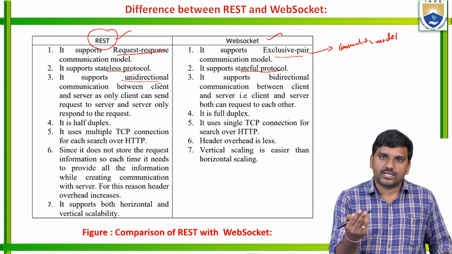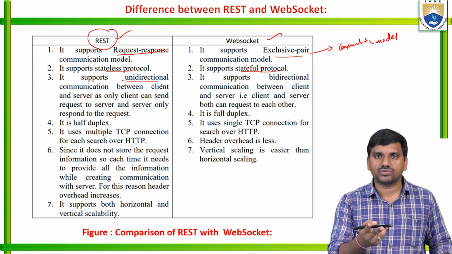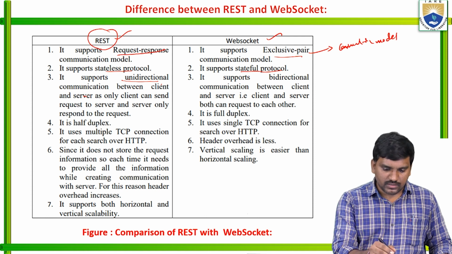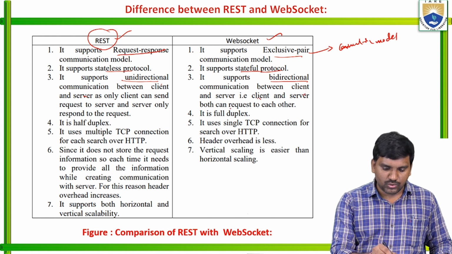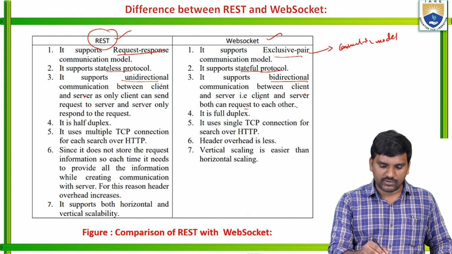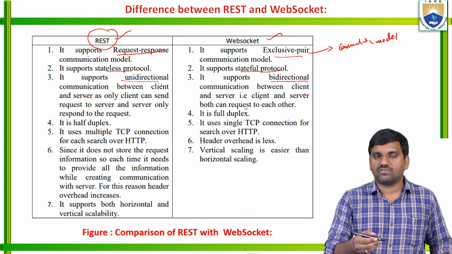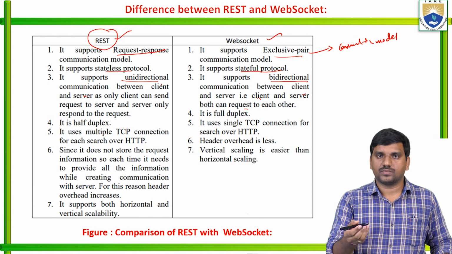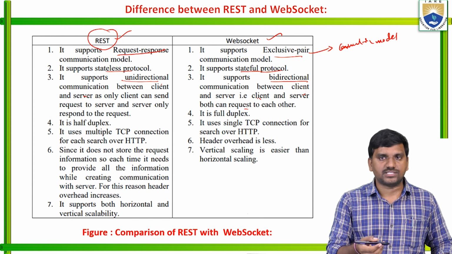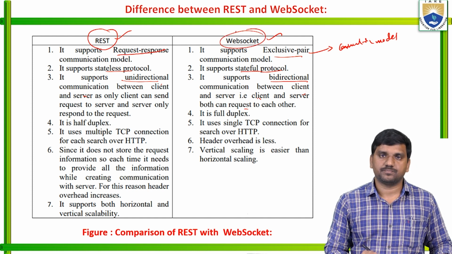Here we have only two things, client and server, and between them REST supports only unidirectional communication. But WebSocket supports bidirectional communication between the client and server. That is, client and server both can send requests to each other. It can send, it can receive. Server can receive, server can send. Client can send, client can receive. That is the bidirectional way which is supported by WebSocket communication APIs.